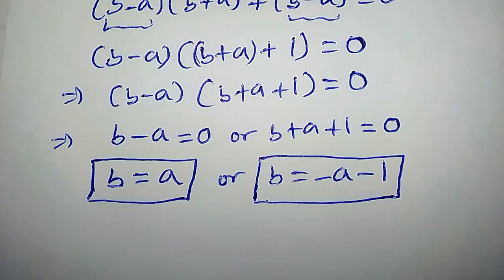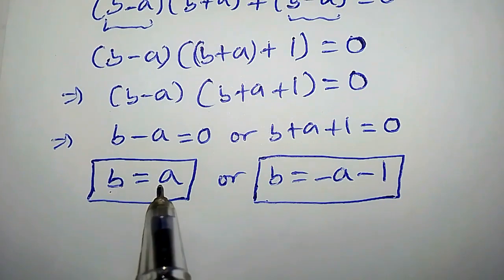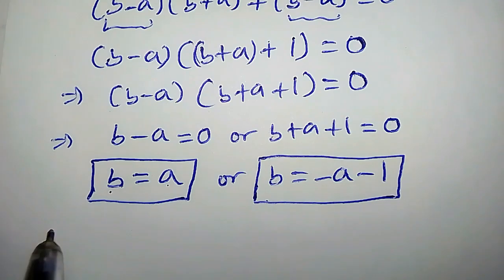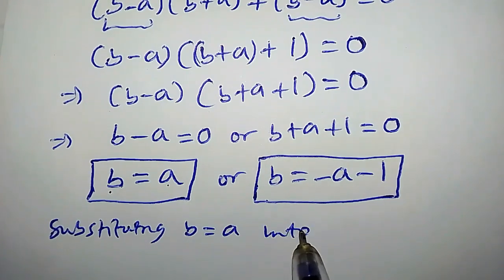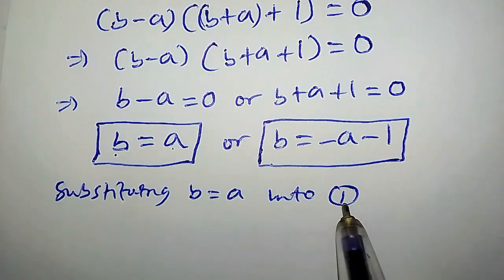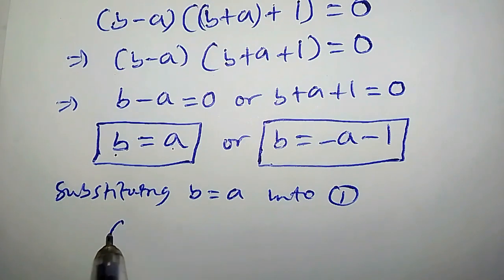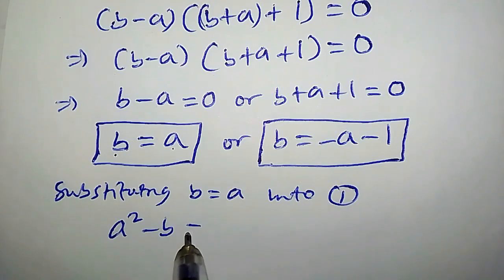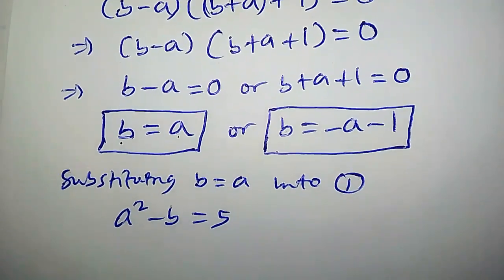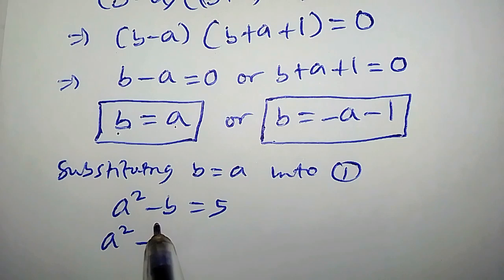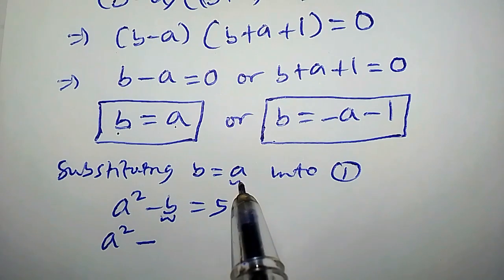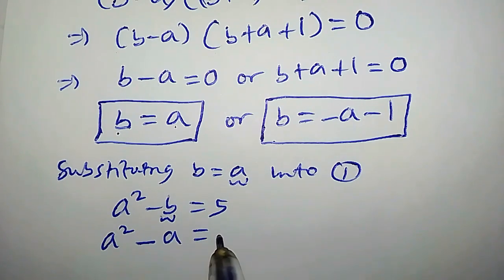The next step we are going to take is to substitute b equals a into equation 1. What is equation 1? Equation 1 is a squared minus b equal to 5. That's the first equation that we have. This means that a squared minus, we replace this b with a, so we have a equal to 5.